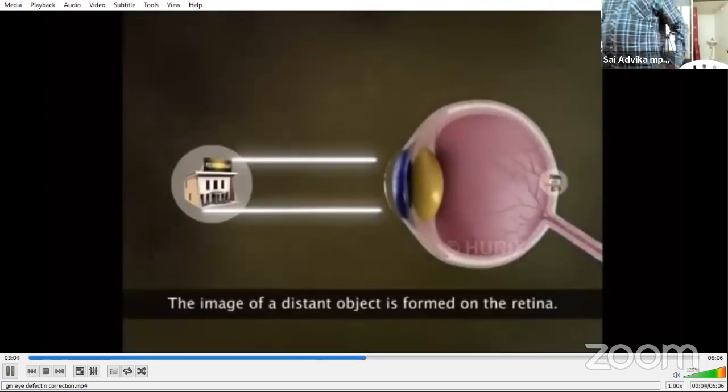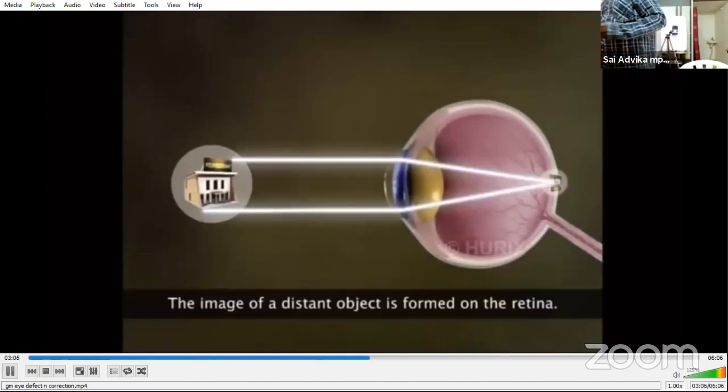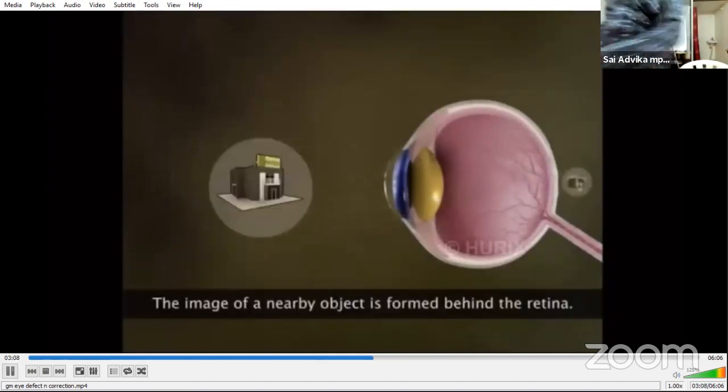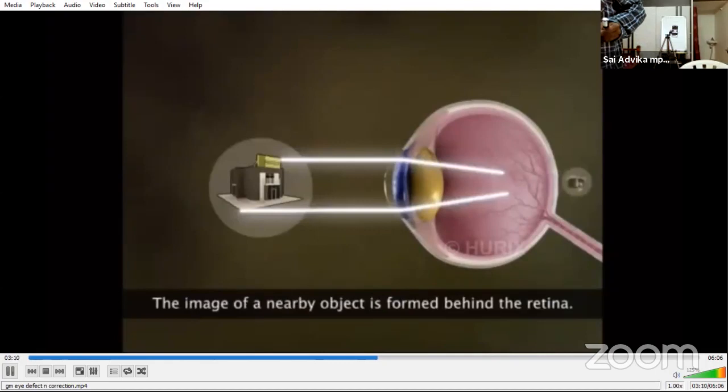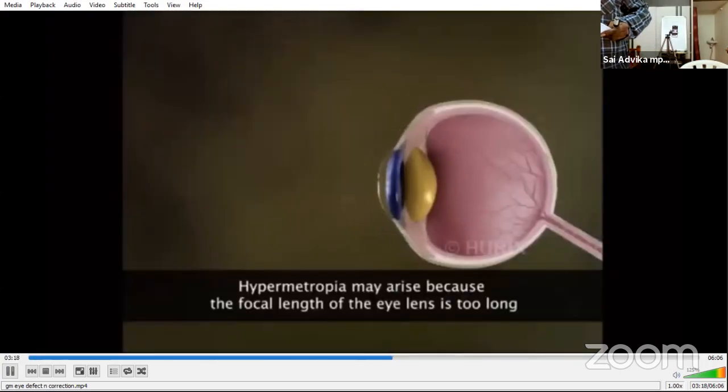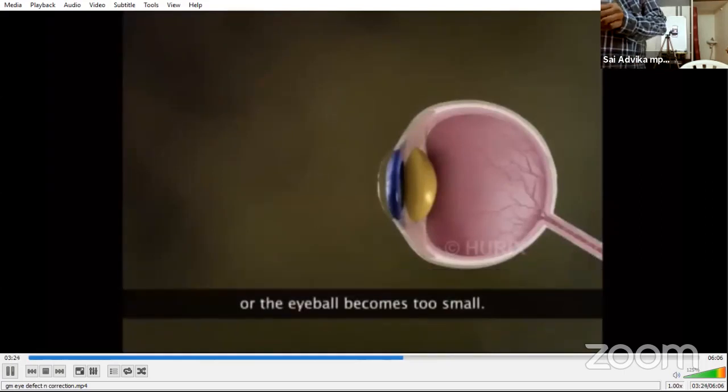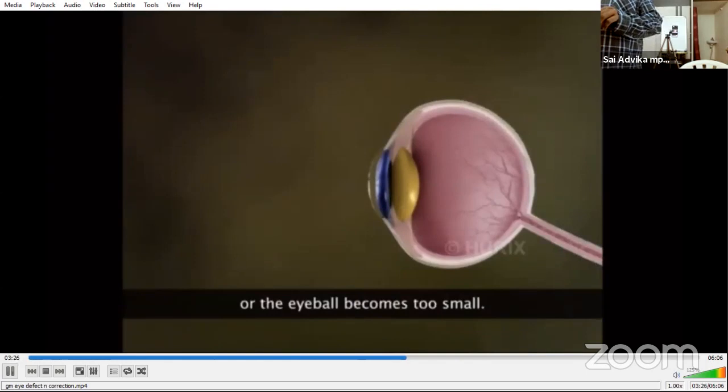The image of a nearby object is not formed on the retina. The image of a nearby object is formed not in front of the retina, but behind it. Hypermetropia may arise because the focal length of the eye lens is too long, or the eyeball becomes too small.